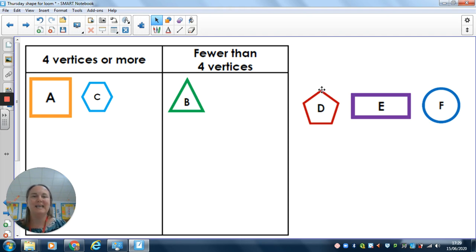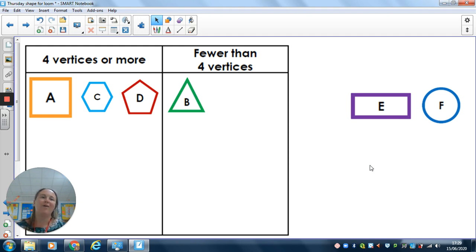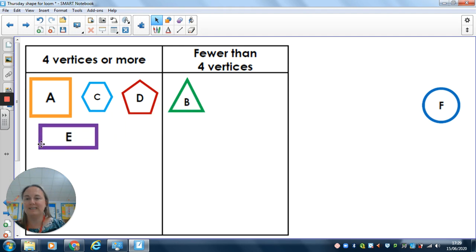Okay, D is a pentagon. It has 1, 2, 3, 4, 5 vertices. So we'll go in this column here. Have a look at E. Count how many vertices E has and then point to where it should go. Are you ready? So E has 1, 2, 3, 4 vertices. So it's going to go in the 4 or more vertices column. Poor B's looking a bit lonely, isn't it? Our last one then is F. Count how many vertices it has and then point to where it should go.